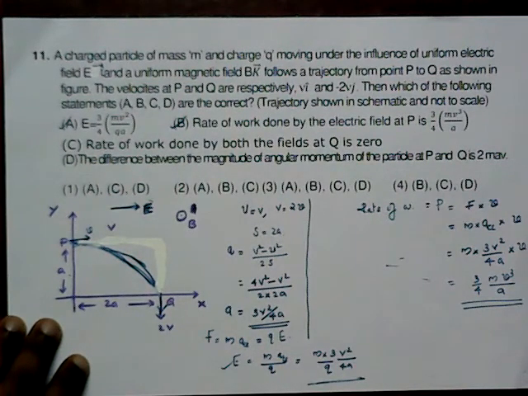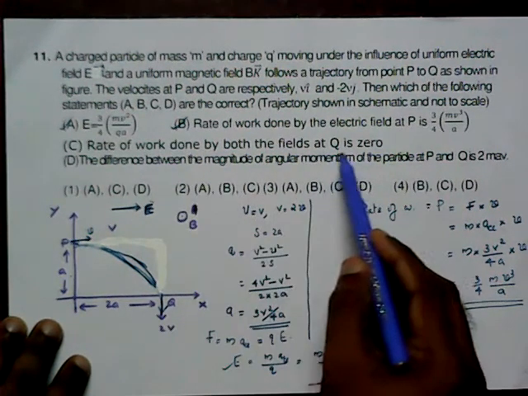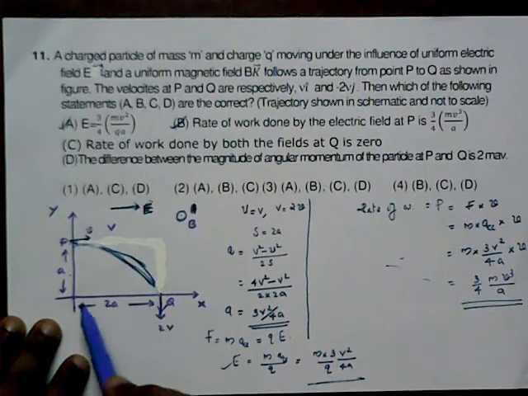Then we can move to the third one. The third choice is: the rate of work done by both the fields at Q is 0. That is the concept we have to see.